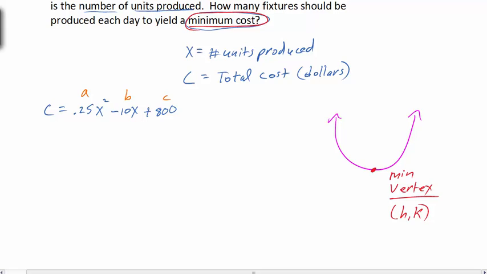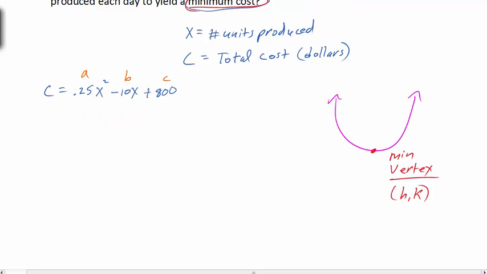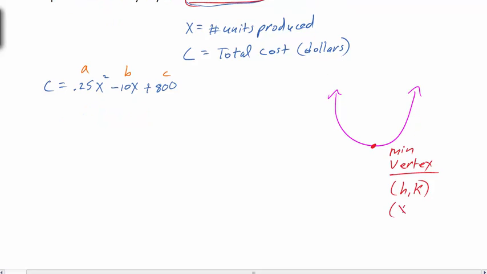Now, for this problem, what does H represent and what does K represent? Well, we have to look closely. Our formula says C equals, and this is based on X. Well, our X variable here would be X, and our Y variable is represented by the C over here, so that is the cost. So H and K in terms of the equation then would be X and C. X is the number of units produced, and C is the total cost in dollars.